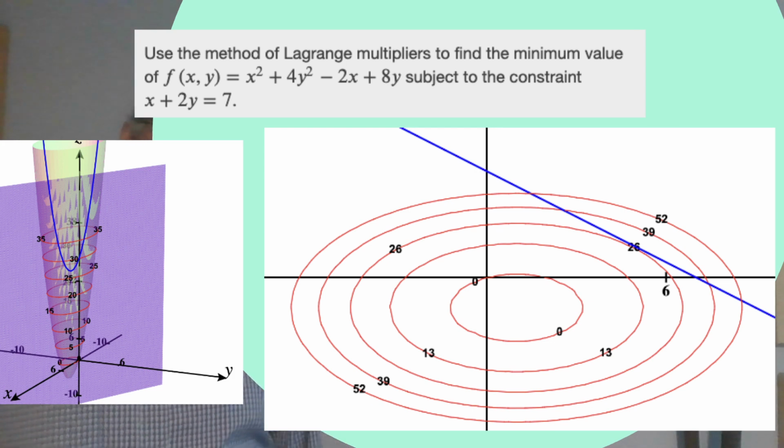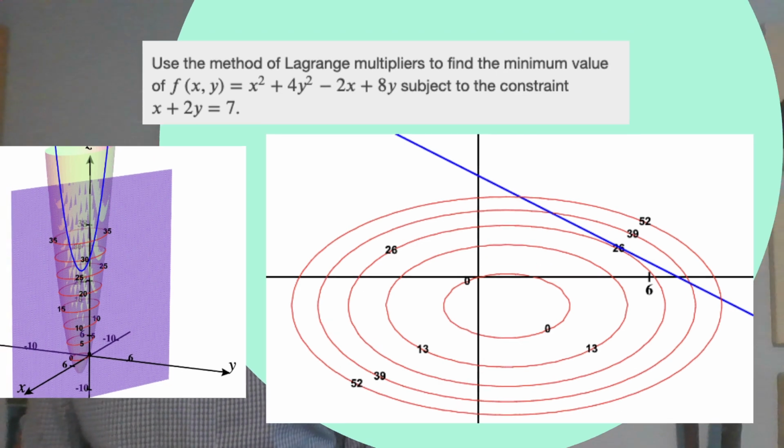And what does that mean? That means that the gradients are going to be going in the same direction, or exactly in the opposite direction. In other words, they would be collinear, or they would be scalar multiples of each other. And that is exactly how Lagrange multipliers are formed.